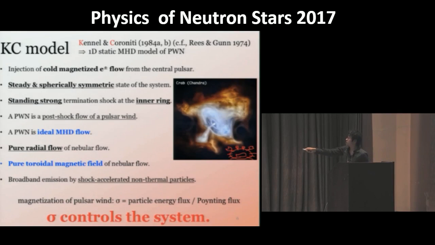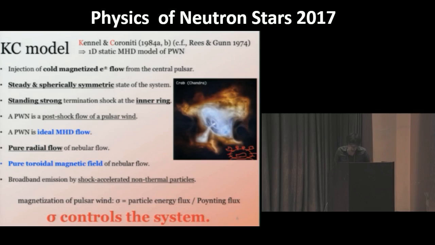Yes, I already mentioned that. And they assume ideal MHD flow and a pure radial flow of the pulsar wind nebula, and a pure toroidal magnetic field in the nebula flow. And so the broadband emission observed from the nebula is from the particles accelerated at the termination shock.